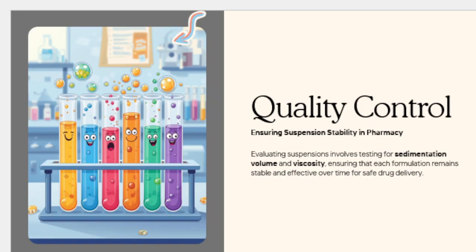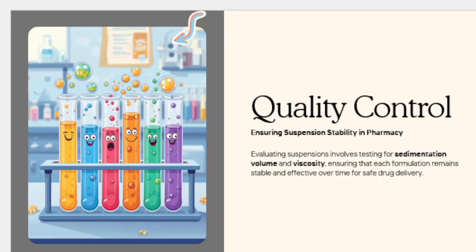So till now we have discussed the suspension. What is a suspension? Solid particles in a liquid medium. Next, the different types of suspension, that is flocculated and deflocculated. Different components we have seen: the dispersed phase, the dispersion medium, and the wetting agents we will use.